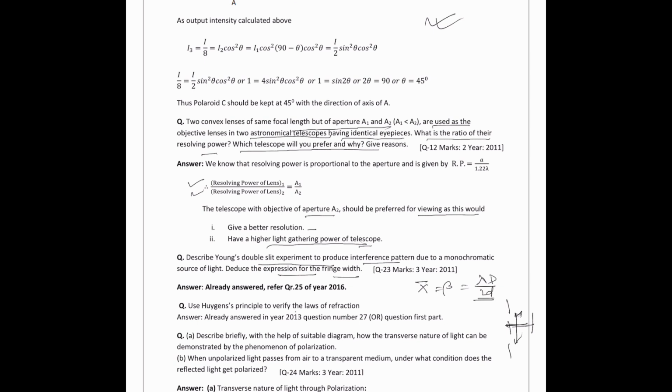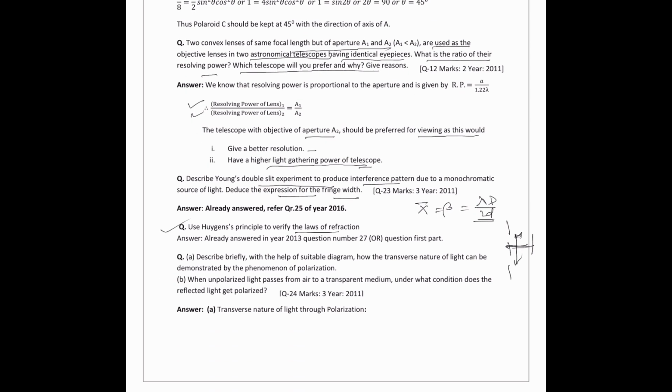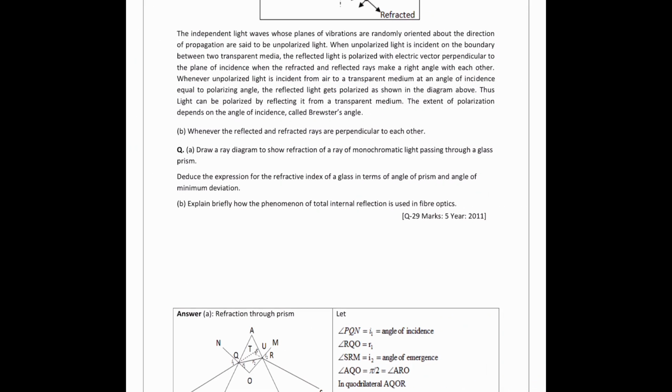Huygens principle, verify the laws of refraction, same thing. Explain briefly with a suitable diagram. This is a repeat question. Describe briefly, with the help of a suitable diagram, how the transverse nature of light can be demonstrated by the phenomenon of polarization. Polarization was the light phenomenon which could only be explained by the transverse nature of light. So this I can explain.